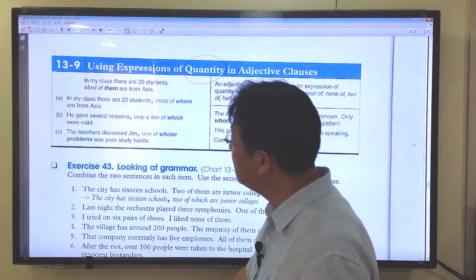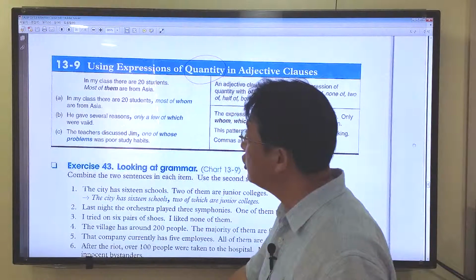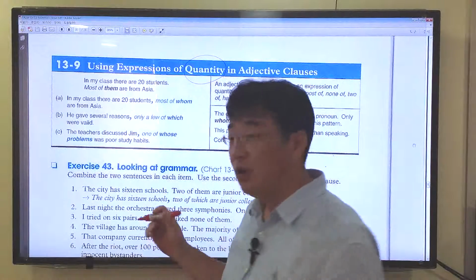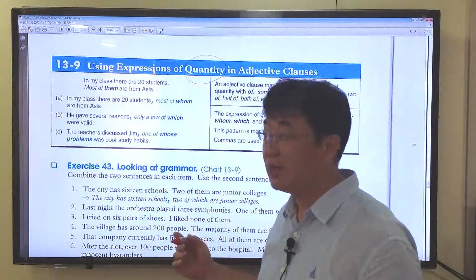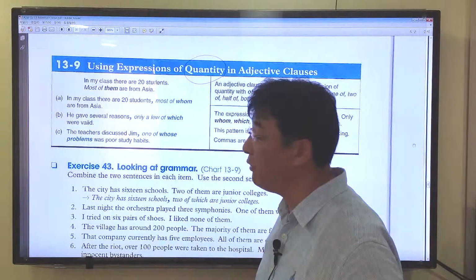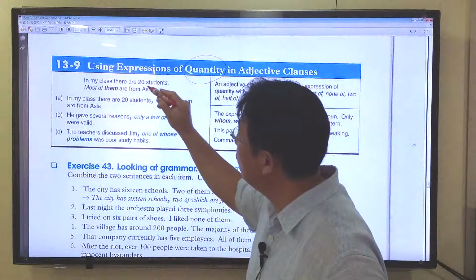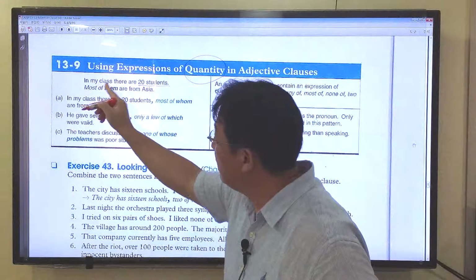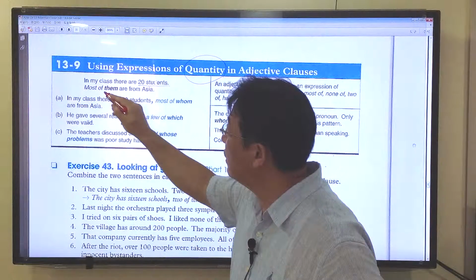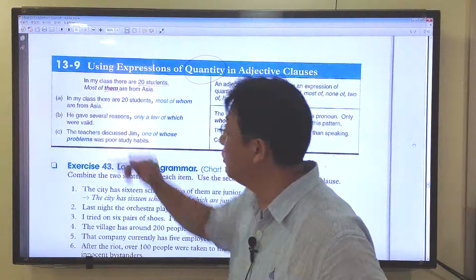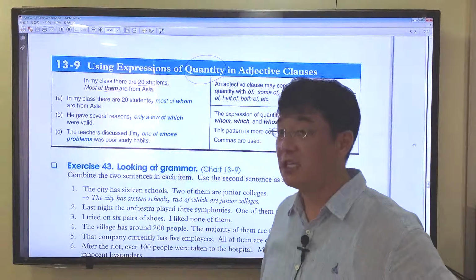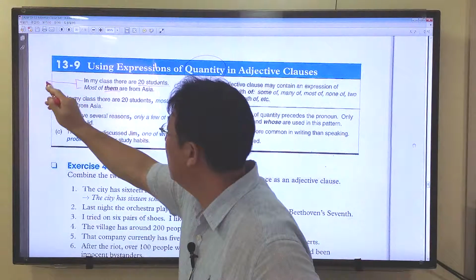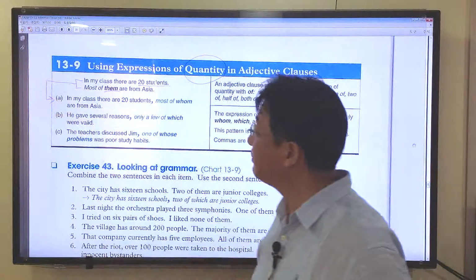In my class there are 20 students, most of them are from Asia. 그죠? Then which concepts are showing up twice in both sentences? 자, 20 students. 그죠? 우리 수업에는 20명의 학생들이 있고 그 학생들의 대부분이 어디서 왔답니까? From Asia. 아시아에서 왔답니다. 자, 요 두 문장을 한 문장으로 바꾸면 어떻게 되겠습니까?